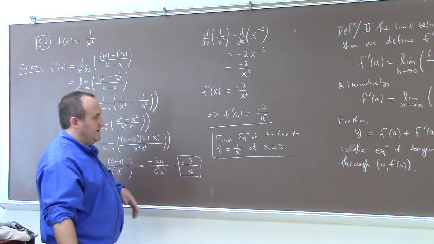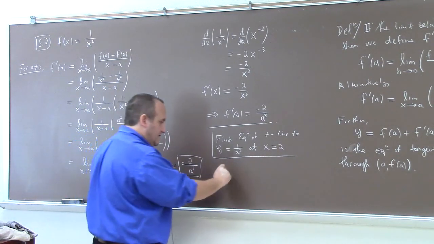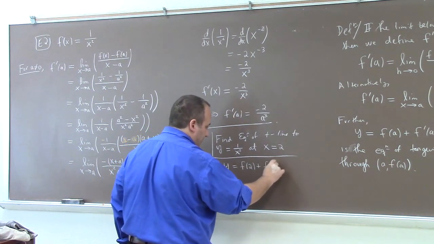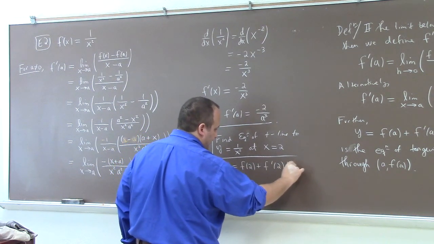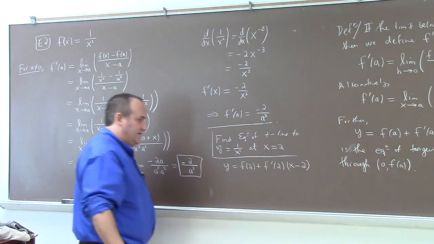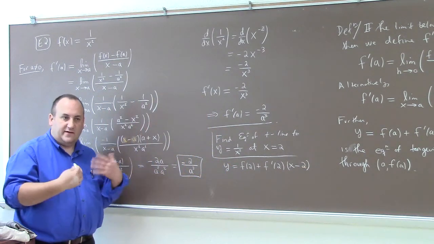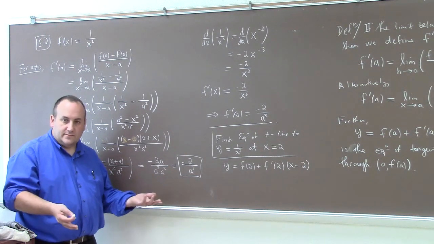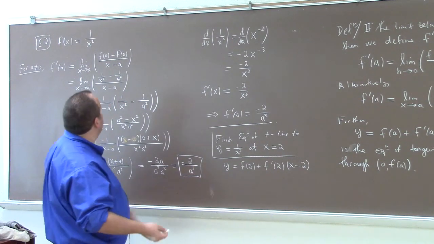How would that go? Well, we just go, okay, so we know what it is. It's y equals f of 2 plus f prime of 2 times x minus 2, right? By definition, that's the equation of the tangent line. So I just have to evaluate the function and the derivative correspondingly at 2. What is f of 2?